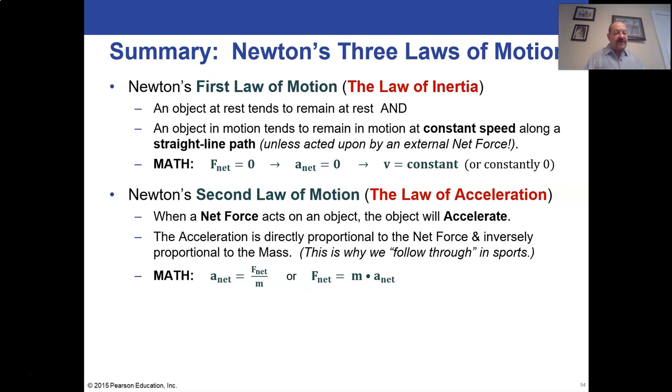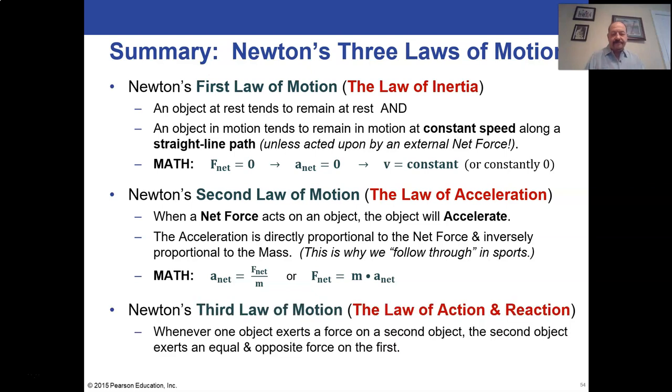Now, this equation is usually written as F equals ma. It's frequently better to think of it as a equals F over m. Understand that both can be important ways to think about it.